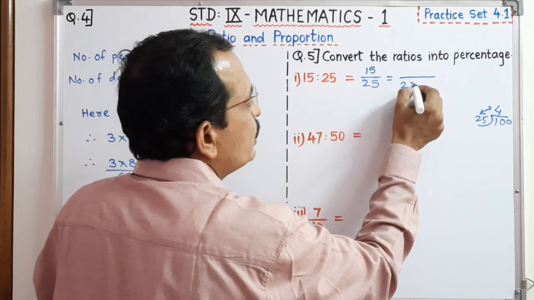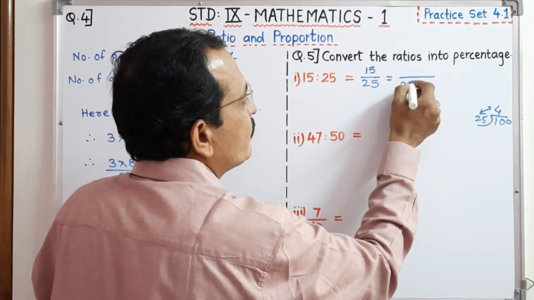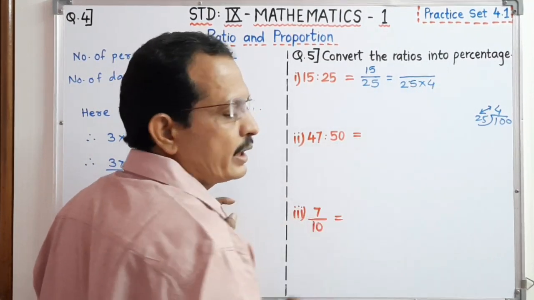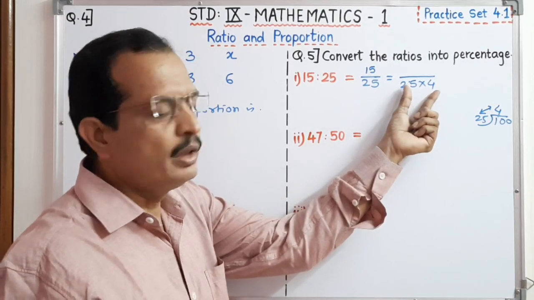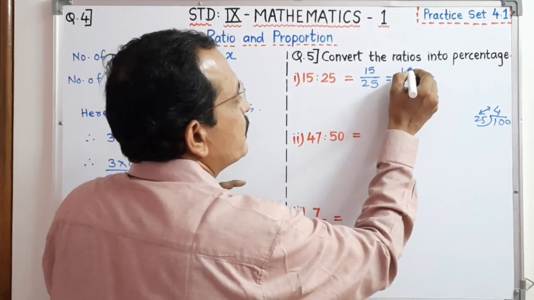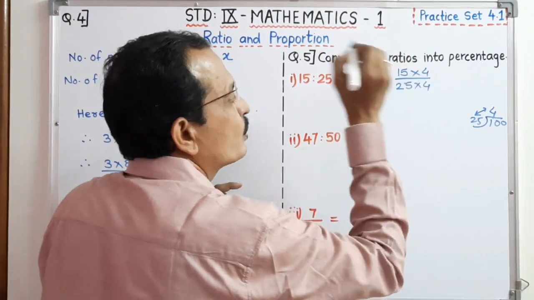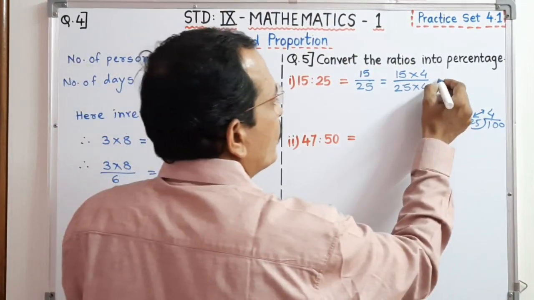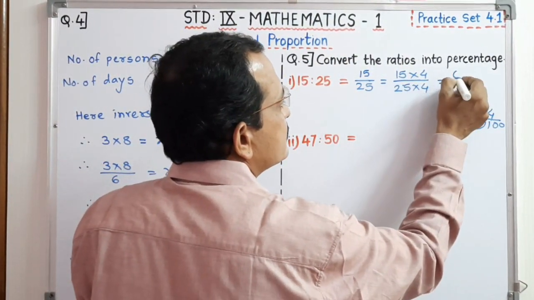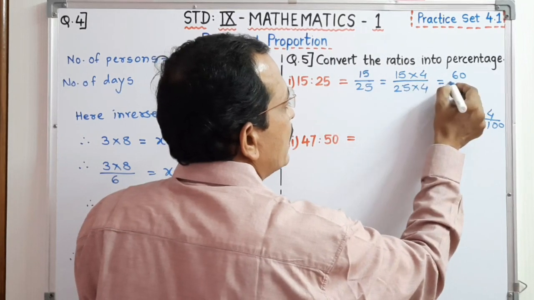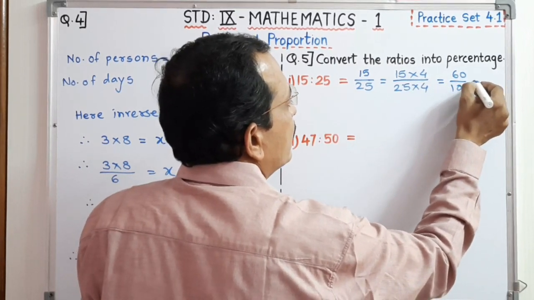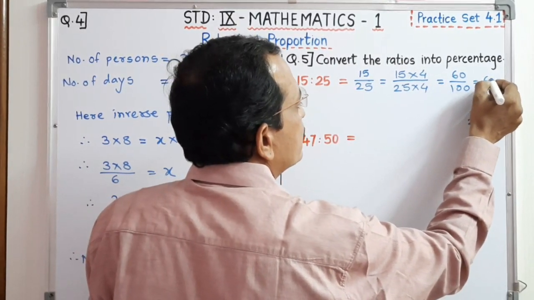Therefore, 25 into 4 we can write, then and only then it will be 100. Same way, this 15 we have to multiply with 4. Got it? Now, all of you know that 15 fours are 60, and here it is 100, and therefore we can write it is 60%.